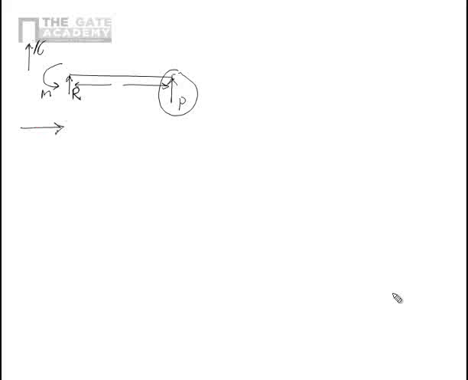And this is x direction. This is y direction. Now let's see. Let us write the equilibrium of this beam. So we have sigma F. Of course, I will not write x because now it is not required. Fy is equal to 0.